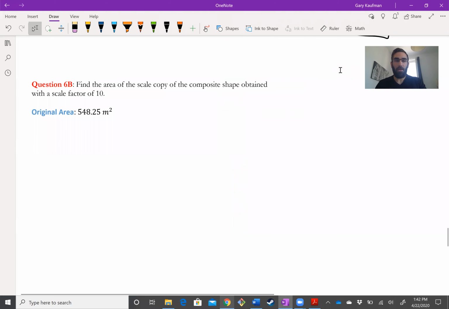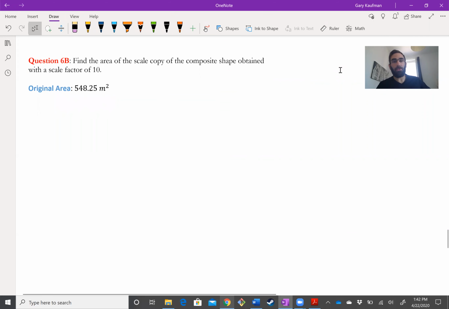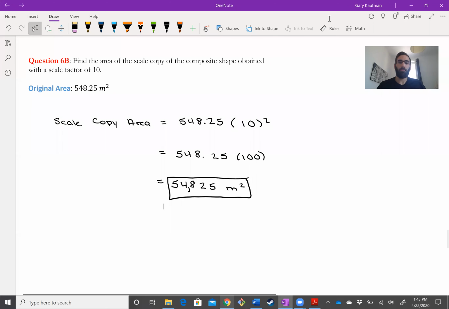Here's 6B. Find the area of the scale copy if I'm using a scale factor of 10. Here's the answer to 6B. We're dealing with area, so we multiply by scale factor squared. So I did 10 squared, which is 100, which results in 54,825 meters squared. Okay, last question.